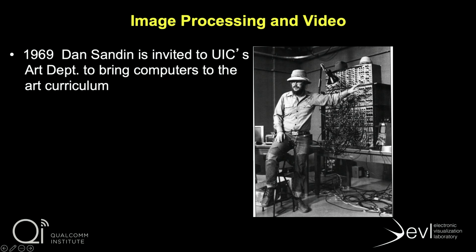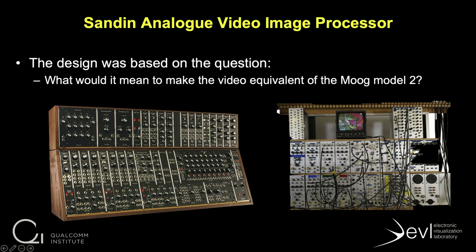So in 1969, I was invited to the University of Illinois at Chicago's art department to bring computers into the art curriculum. Now, this is quite extraordinary because art departments, strangely enough, are not very forward-looking. They're kind of dominated by art historian types, and they're kind of more backwards-looking. But this particular art department was a third-generation Bauhaus, and their concept was to do a synthesis of industrial design in the cybernetic age, as it was called at the time.